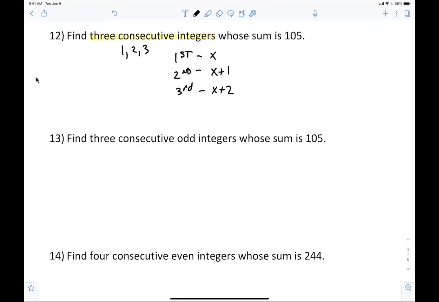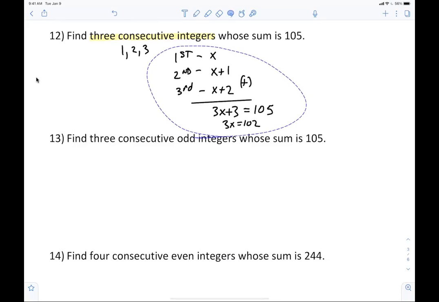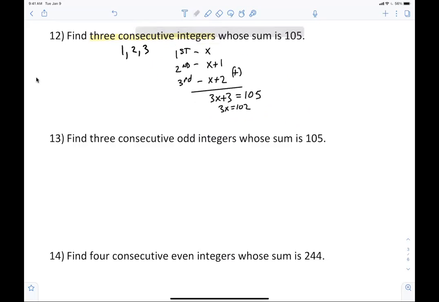All right, now what am I supposed to do with those numbers? You're supposed to add them. So we add them, and we say 3x plus 3 equals 105. And 3x is equal to 102. And then x is equal to 34. So hold on a minute, that is correct. We're going to end up with 34.